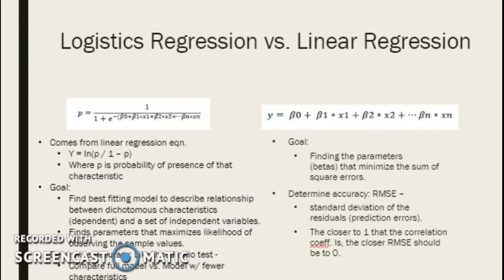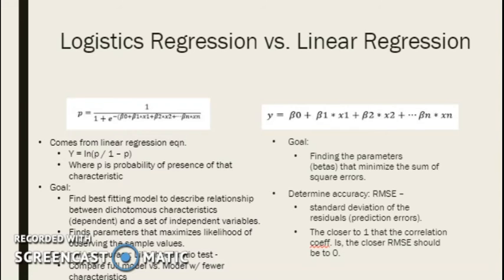So for the logistic regression, we have the equation on the left, p equals 1 over 1 plus e to the negative, and essentially that exponent is the linear regression equation. This comes from the equation y equals the natural log of p over 1 minus p, where p is the probability of the presence of a certain characteristic. Therefore, 1 minus p would be the probability that that characteristic is not present.